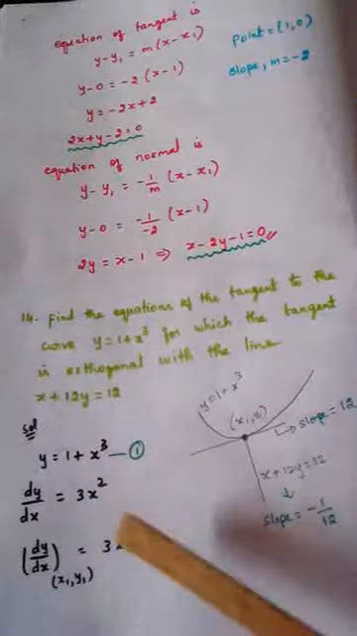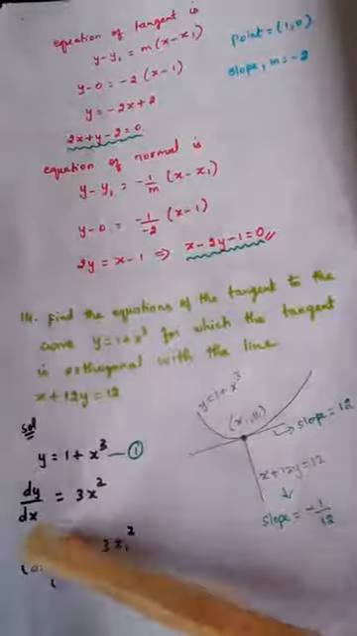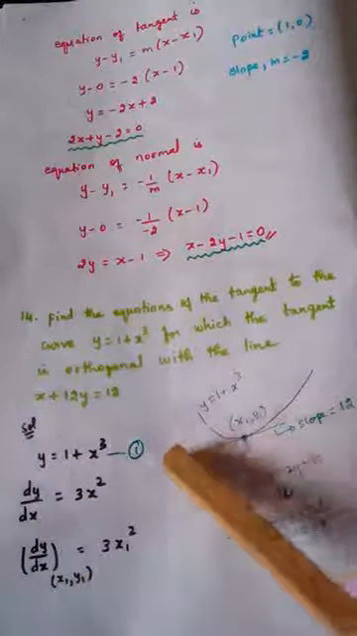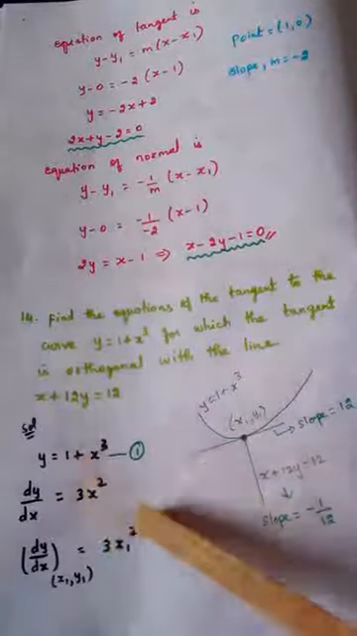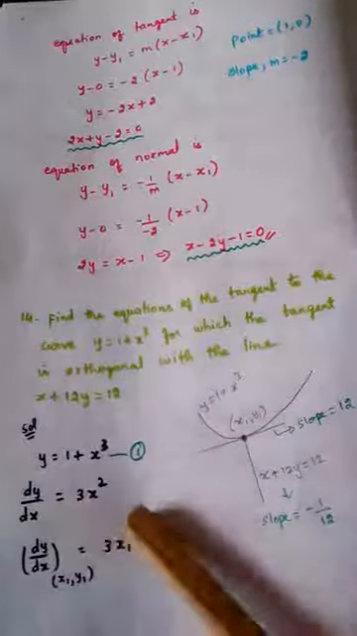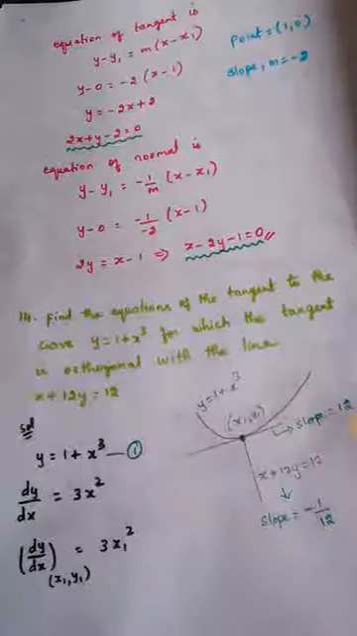So in place of x I am replacing x1 square. Now can you guess what this is? This is nothing but the slope of the tangent, because the tangent passes through that point. So this is the general slope, this is the slope of the tangent. But from the diagram we have already calculated that the slope of the tangent is 12.